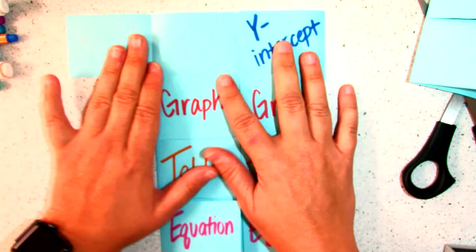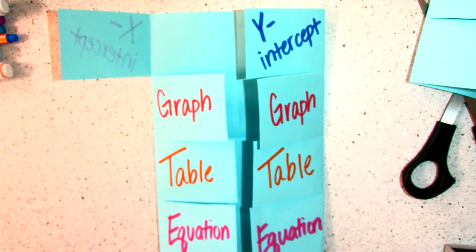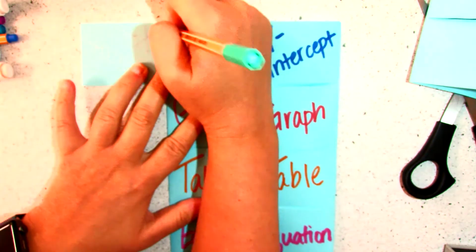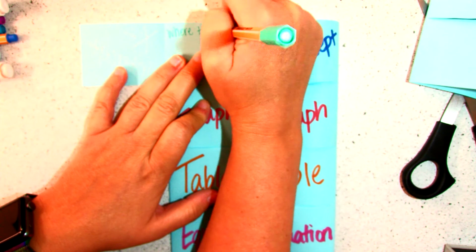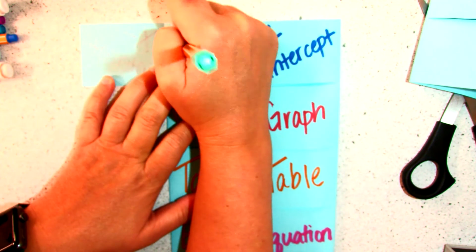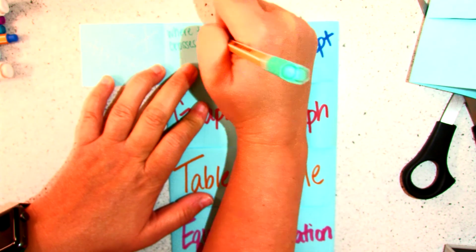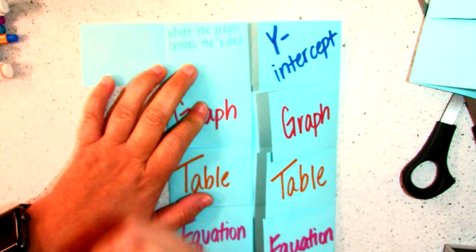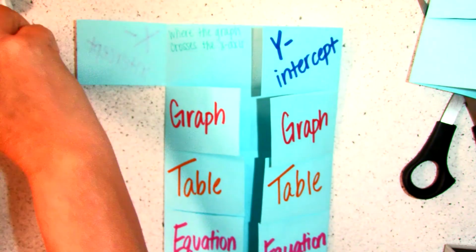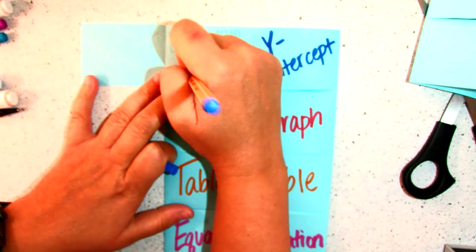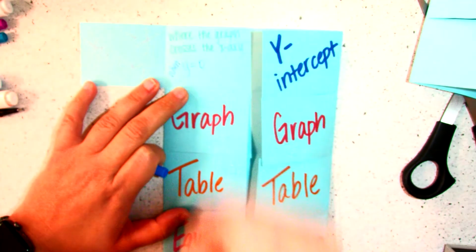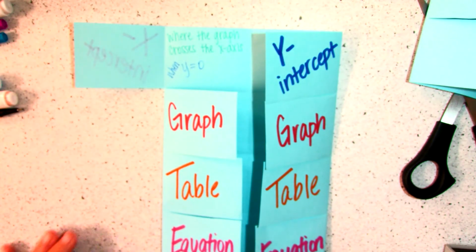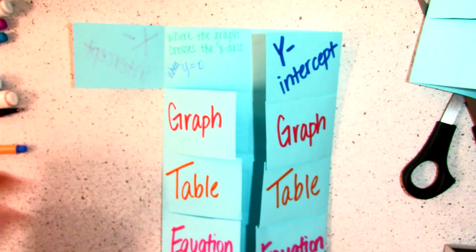Okay? So the X-intercept is where the graph crosses the X-axis. So what that means is when Y equals 0. Okay? So it's when Y equals 0. So you go on your X-axis and you find where it crosses, and that's your X-intercept.